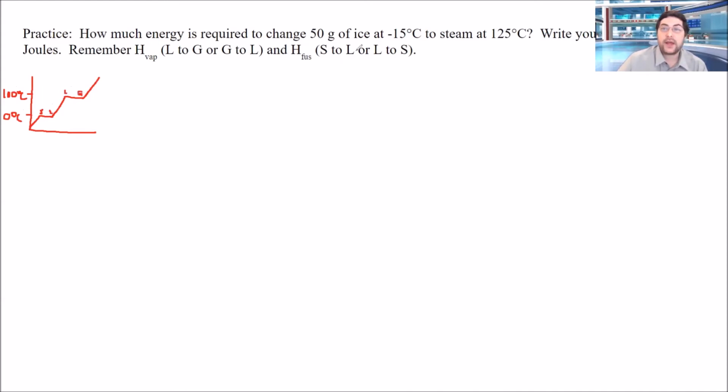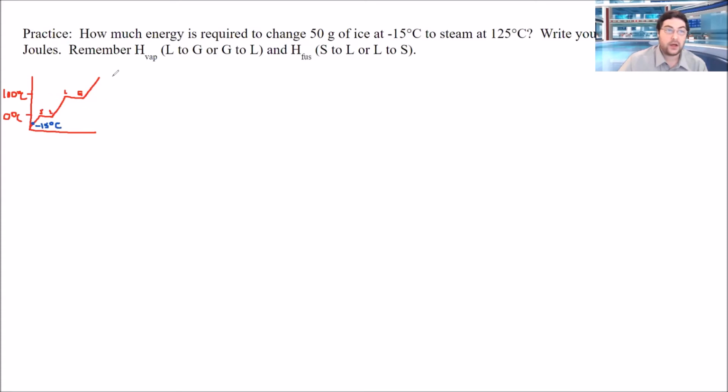All right, so now we can go about starting to map out exactly where we're at. So it said that we're going to start at negative 15 degrees Celsius. So we can say, okay, right here, that's going to be our negative 15 degrees Celsius. And it said that we are going to go to 125 degrees Celsius. So I know that negative 15 is lower down here because this is 0. If this plateau represents 100, then 125 is something above that.